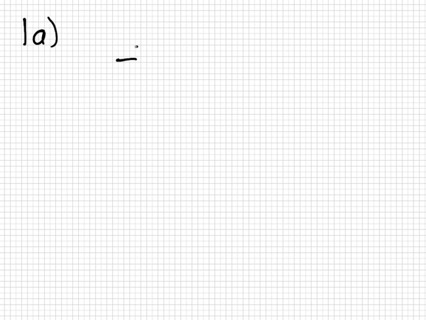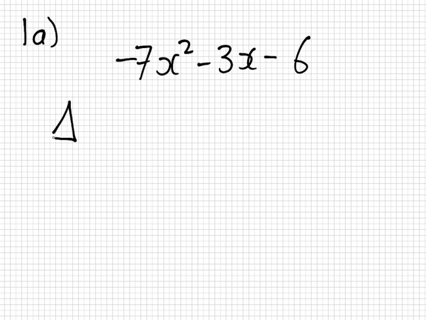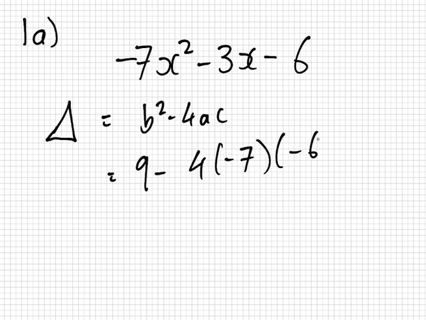I ask you how many roots does this quadratic have? Now please listen, I do not want the roots, I just want to know how many roots. So I calculate my discriminant. Be careful, I'm saying discriminant. Don't confuse that with determinant. This is the discriminant: b squared minus 4ac. That is 9 minus 4 times a times c.